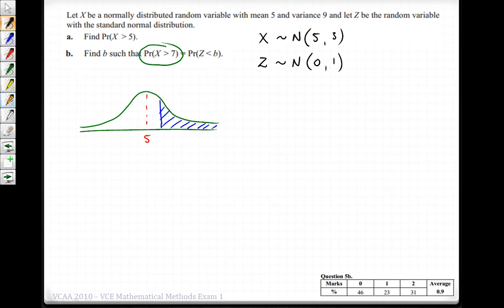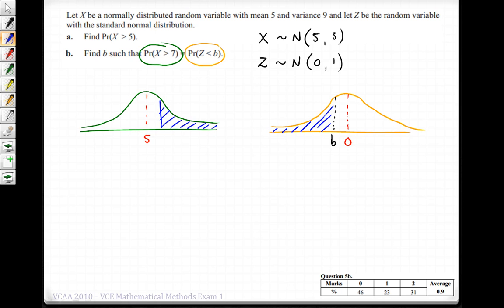And what we've said is we want it to be the same, that Z is less than b on a standard normal. So that probability is given by this, where we have a mean of 0 and a standard deviation of 1. We essentially want to find this spot here, which we'll call b, such that the blue area I'm marking in on this is equal to the one on the green distribution.